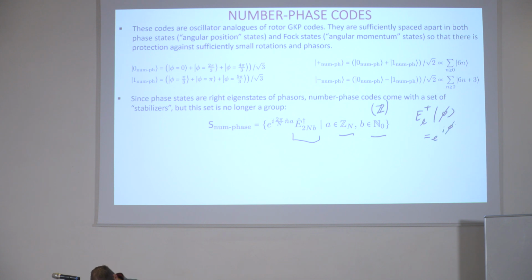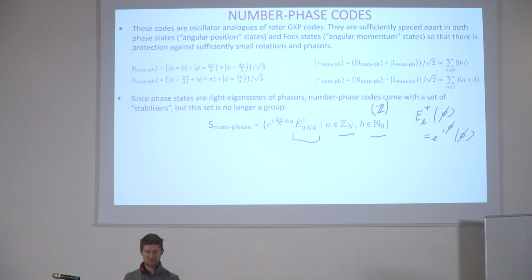With eigenvalue e to the i phi. So E dagger is like the lowering operator. Sorry about the dagger, it's a convention. E dagger is similar to the lowering operator in that it has a set of right eigenstates but not a set of left eigenstates. Again, it's not unitary, it's not diagonalizable. This thing also has a set of right eigenstates, which are the phase states, and no set of left eigenstates.